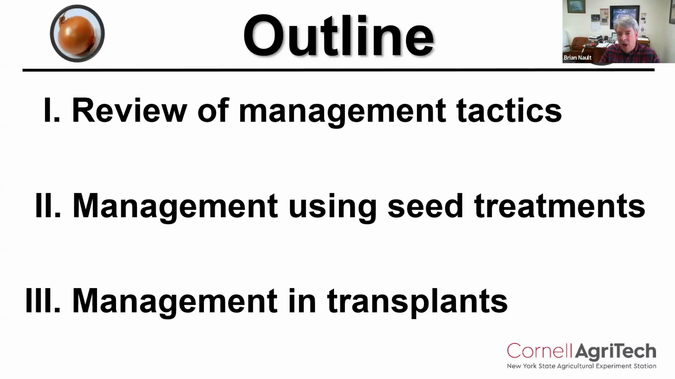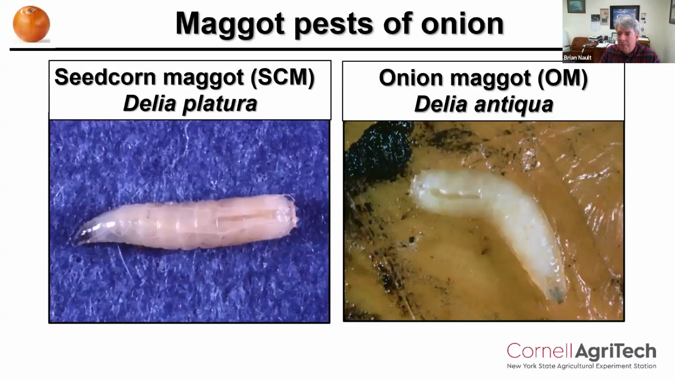Before I launch into the management, I want to give a little bit of background about the maggots themselves. We have two species that are very common in our part of the world damaging onions, and they are the seed corn maggot and its close cousin, the onion maggot.